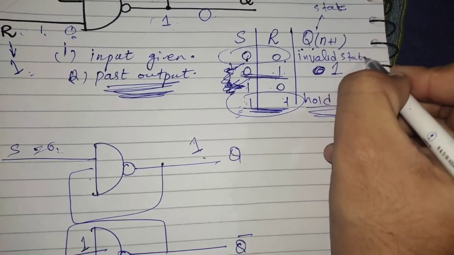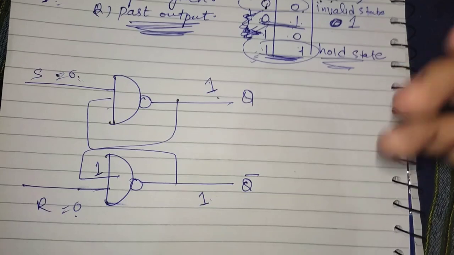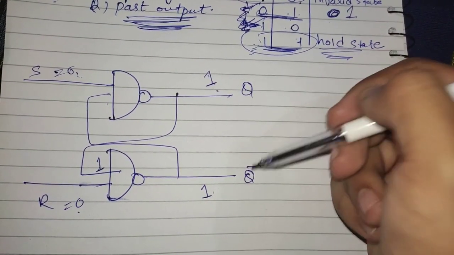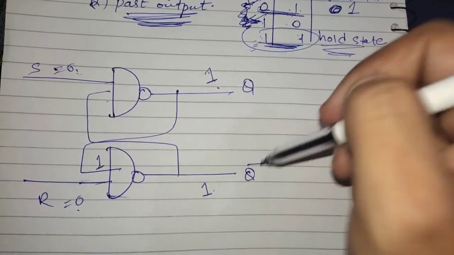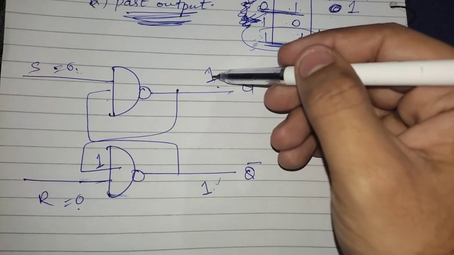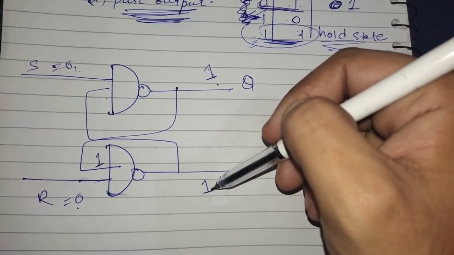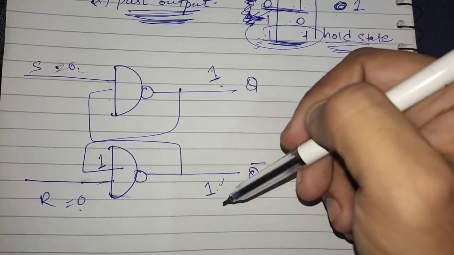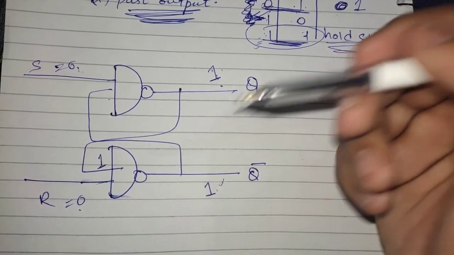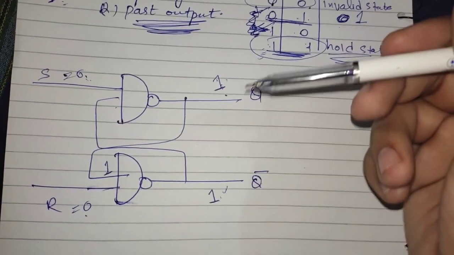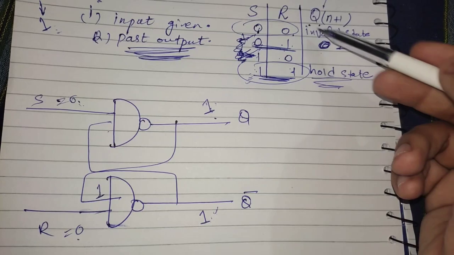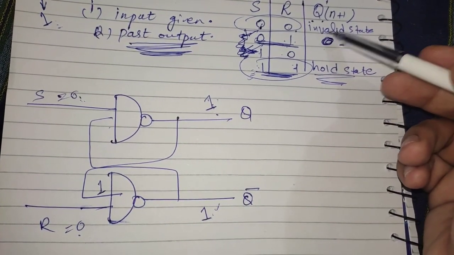Invalid state in the SR latch, because the condition is not satisfied. Why? Because we have Q and Q complement, so Q complement must be 0. If we have 1 here, the complement of that value must be 0 here. But we are getting the same answer, 1 here and 1 here, so the condition is not satisfied for our case. So we can say that for 0 and 0, this is an invalid state.